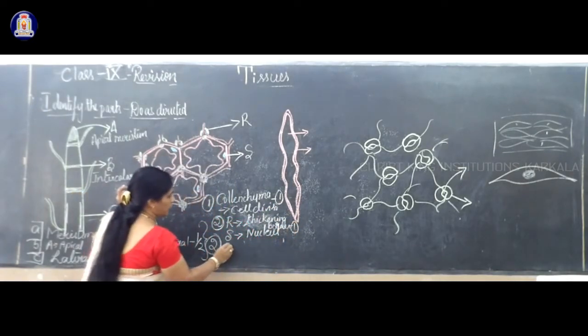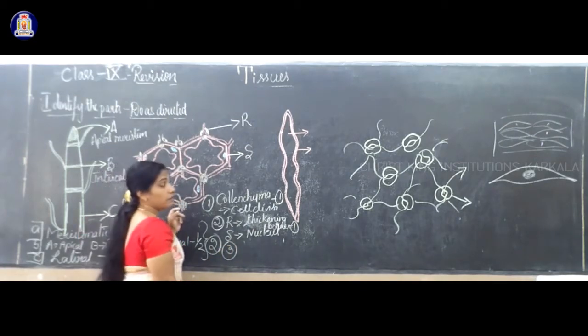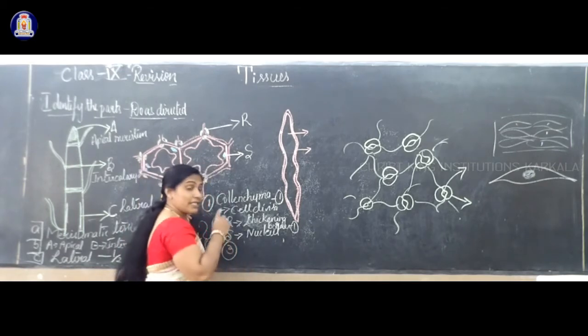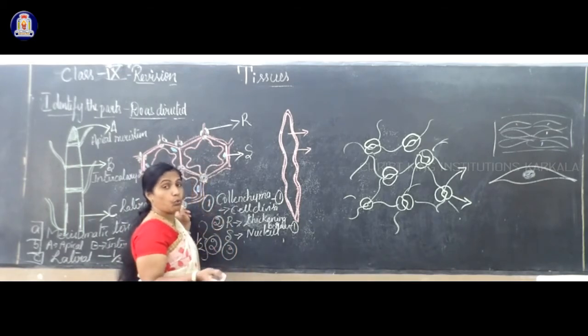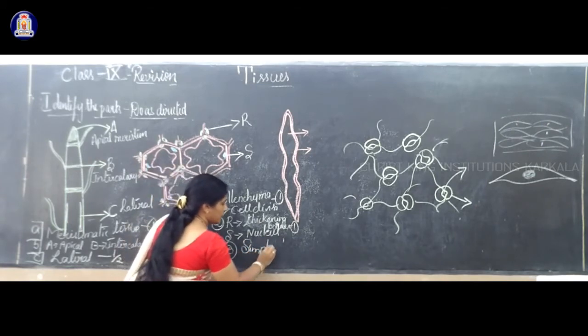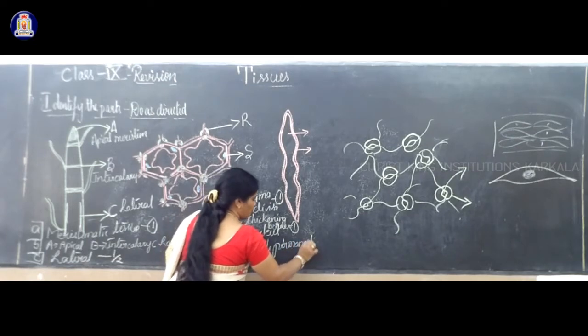The third option here: what is it meant for? It gives dash flexibility to the plant. What type of tissue is it? Simple permanent tissue. Then we will get 1 mark.